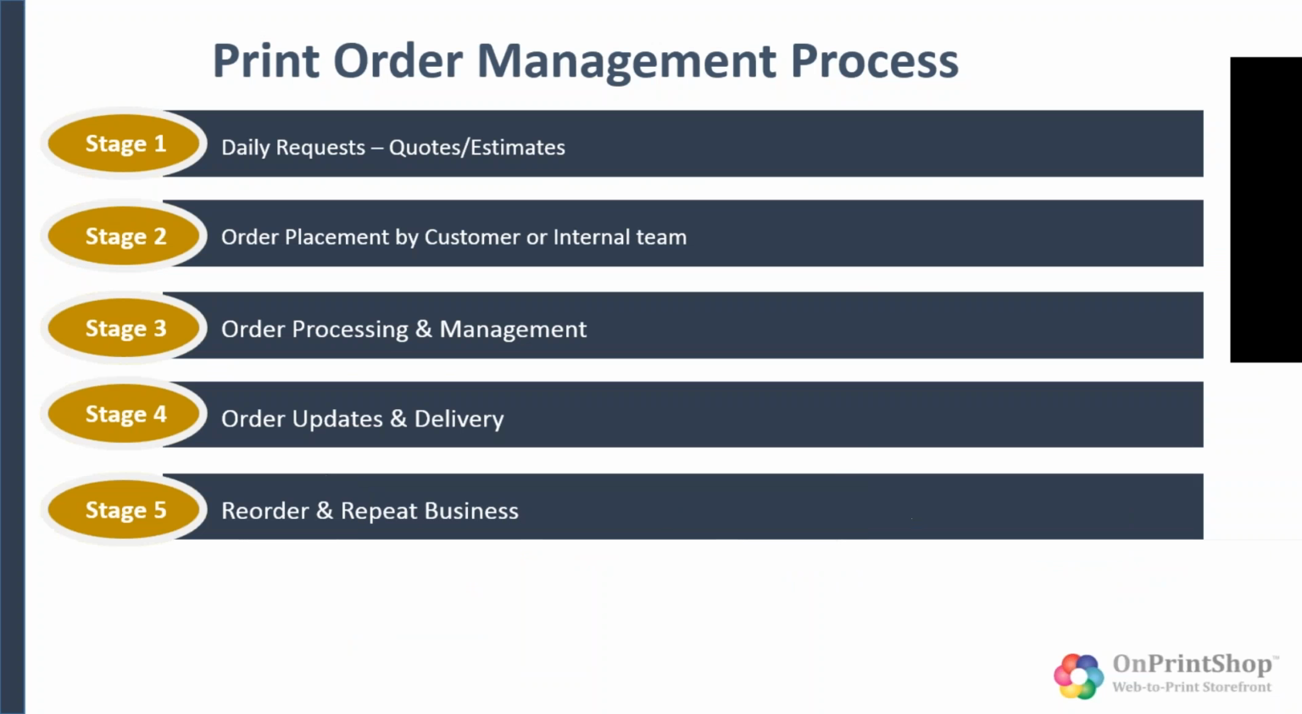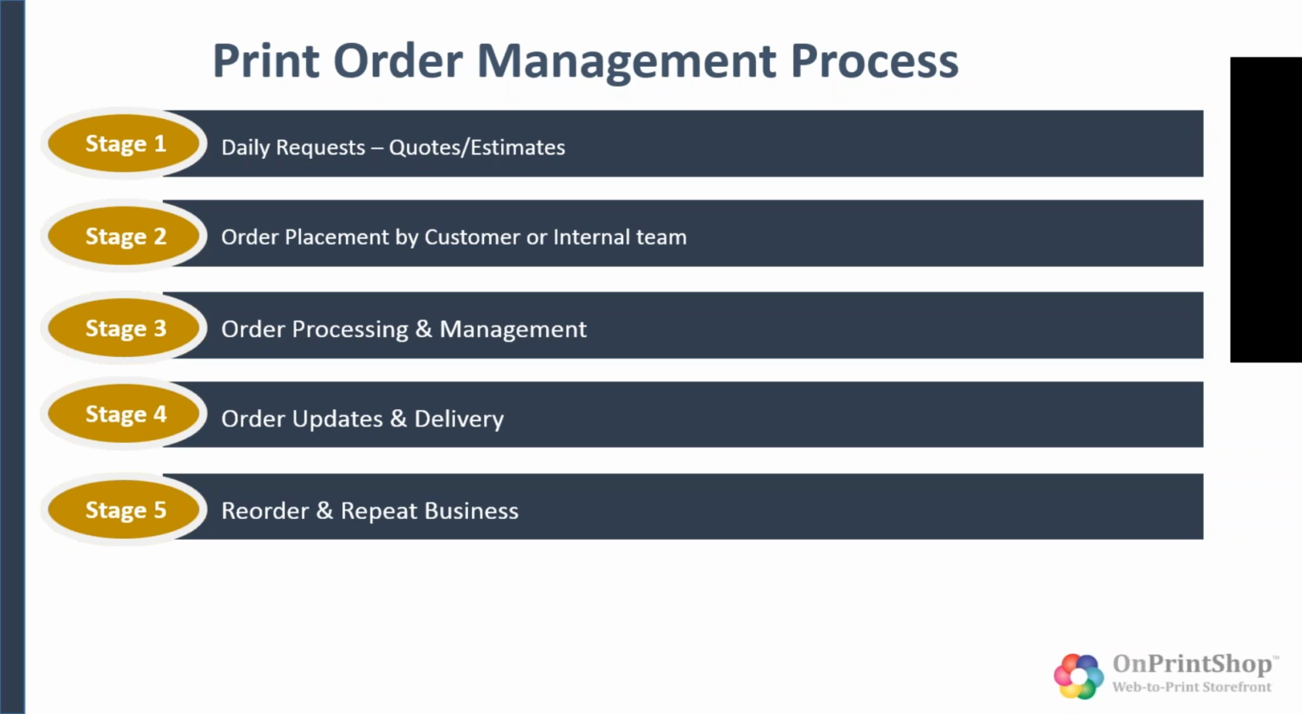Now after this stage, stage 5 is reorder and repeat business. This is very challenging in the traditional print business. We even surveyed 600 plus printers, and their major challenge is client loyalty and repeat business. In the traditional process, you cannot be sure a walk-in customer will come back to you and order. For example, a walk-in customer comes back after 3 months saying he wants to place the same business card again. In the normal process, you do not have the details, so it becomes very difficult.